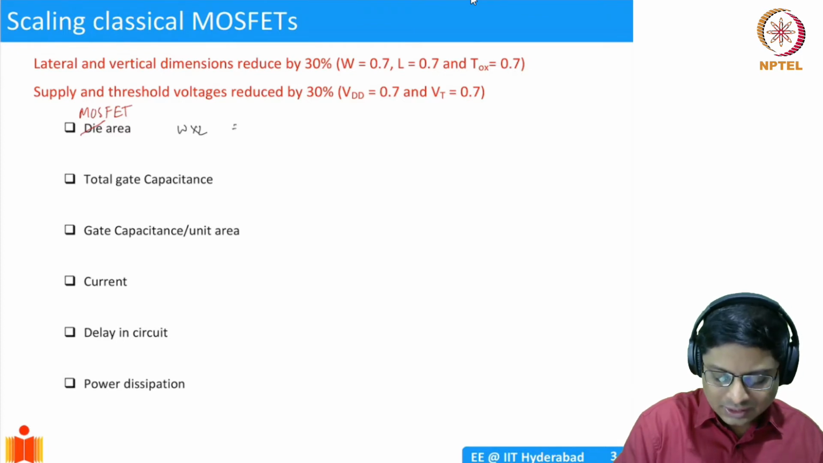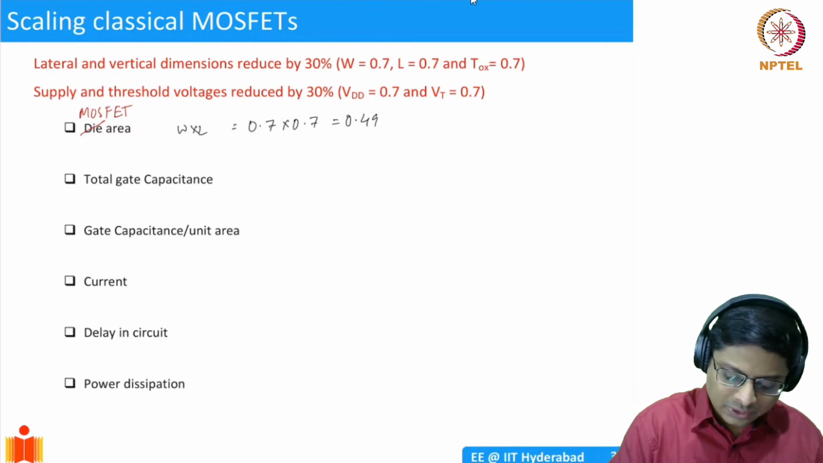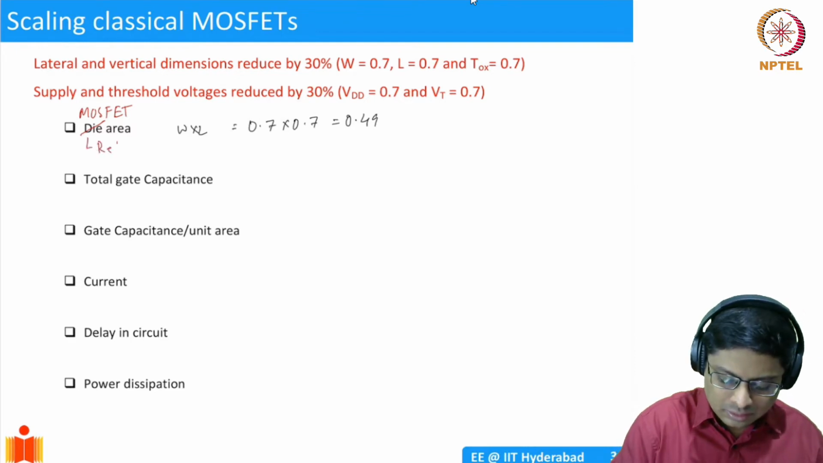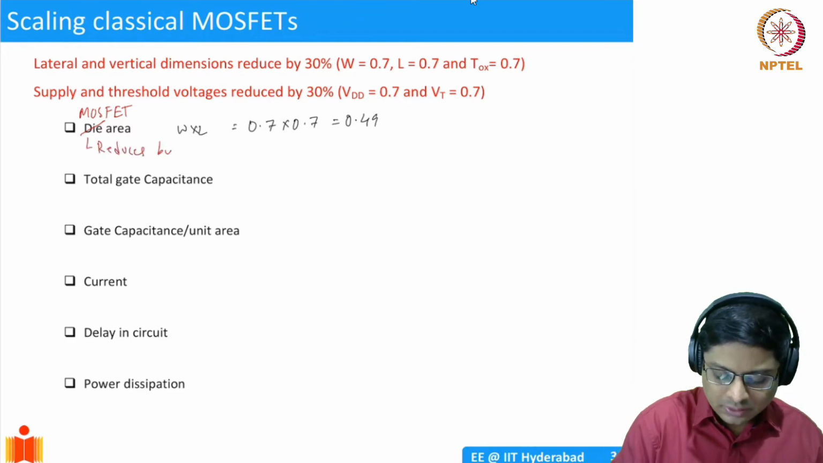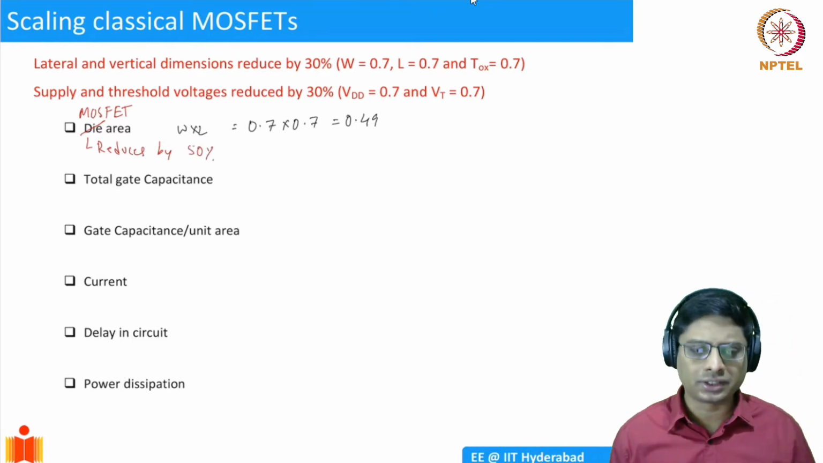So what happens to W into L once we scale it? It becomes 0.7 into 0.7, which is equal to 0.49. So after scaling, the MOSFET area reduces by 50%. Well, nothing very surprising so far. That's what we would expect from reducing the sizes.